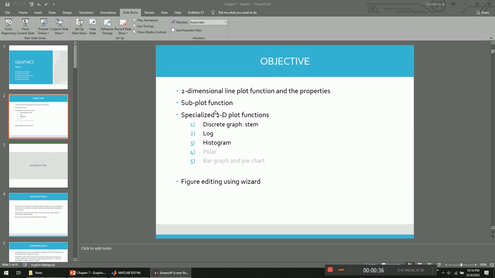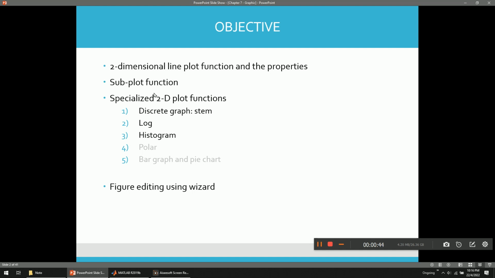So the objective here is to plot a two-dimensional graph, and then to subplot. Subplot is basically one figure with multiple plots. Then you have specialized 2D plots, which are the stem graph and the log graph, the logarithmic graph. The histogram is the bar graph, and there are others, but only for this course we focus on these graphs. Lastly, you will learn about figure editing using the wizard. You will learn about the code first, and then using the wizard.